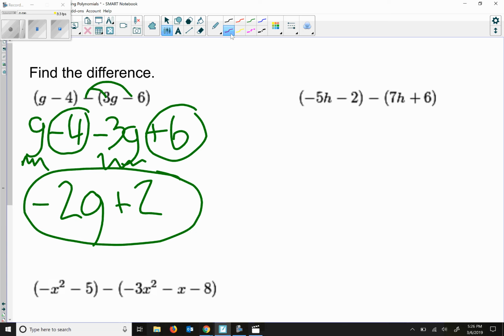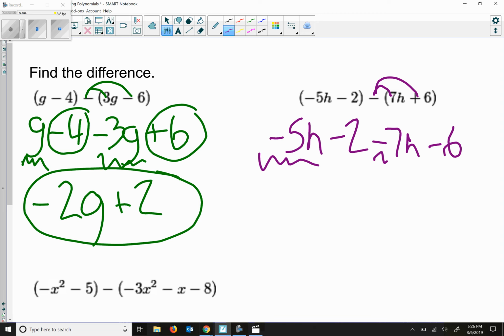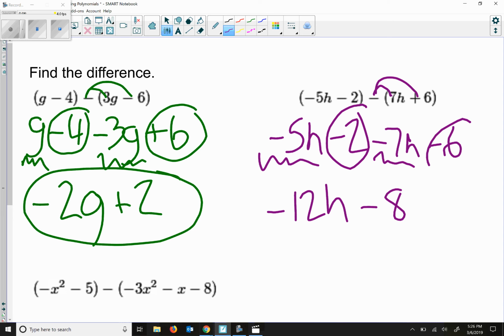And then, again, moving on to the problem on the right-hand side, you're distributing that negative through, so you have negative 5h minus 2 minus 7h, and then minus 6. So find your like terms and combine them. So that's negative 12h, and then minus 8. Because you find those like terms and you combine them.